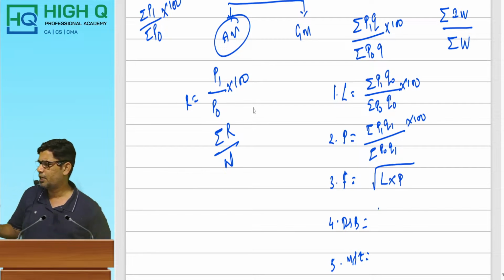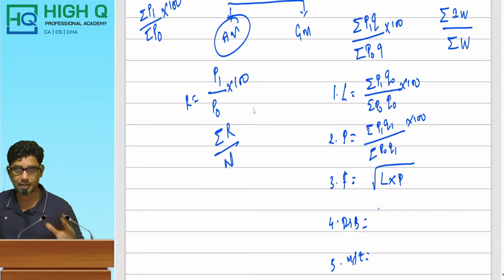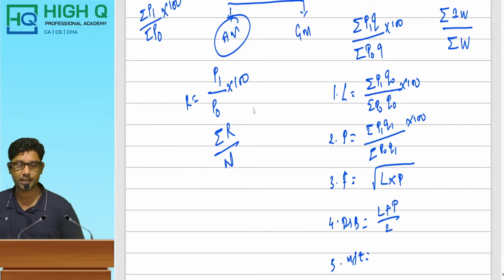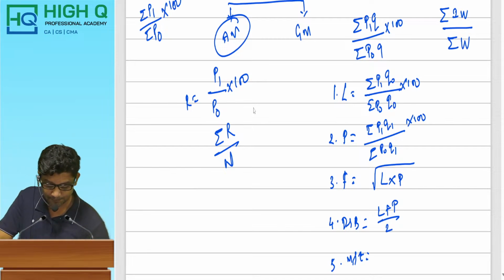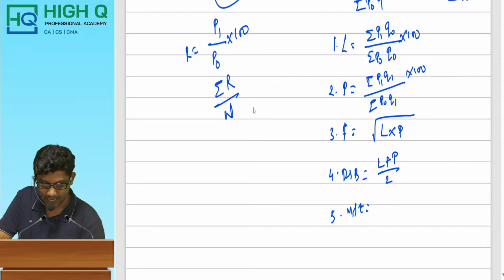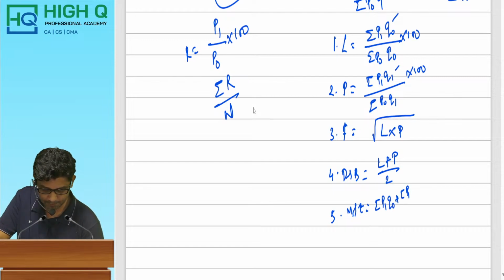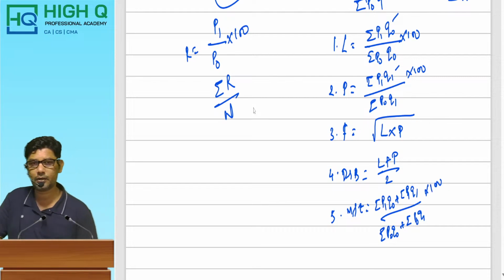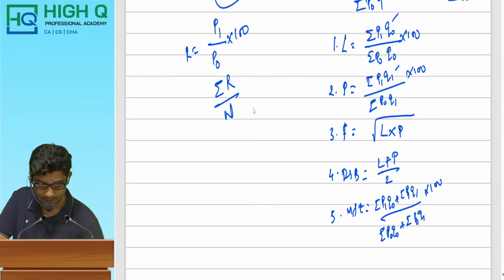Dorbish and Bowley is what? Sir, geometric mean is difficult, sir. But I need some simple method to calculate. That is the arithmetic mean of Laspeyres' and Paasche's, which is nothing but Dorbish and Bowley. What is Marshall-Edgeworth? Add the numerators of Laspeyres' and Paasche's, and the denominators of Laspeyres' and Paasche's: summation P1 Q0 plus summation P1 Q1 divided by summation P0 Q0 plus summation P0 Q1. I hope you remember all these formulas.